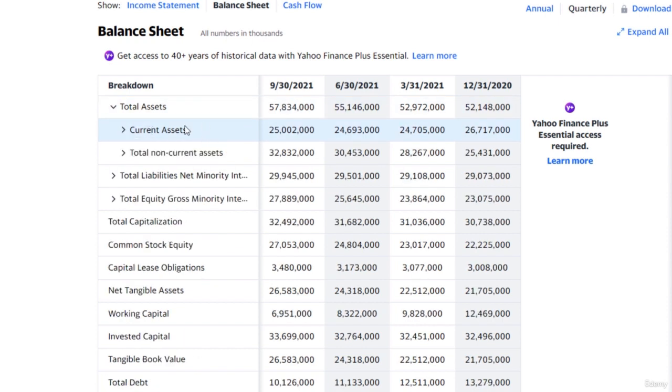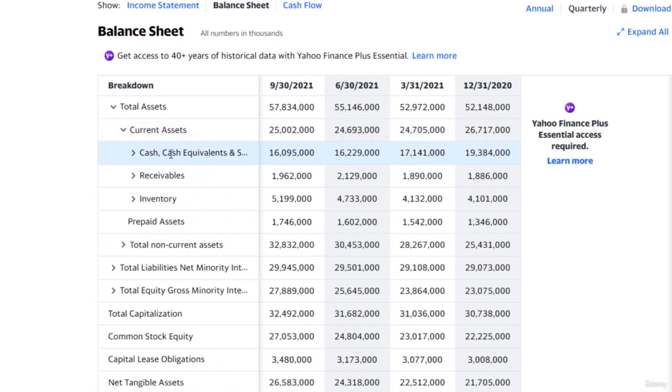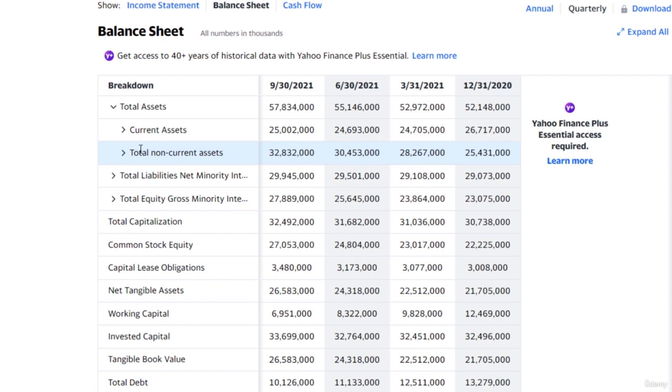Now, those are, again, things that you can turn into money basically within a year. Cash is already a year. You're expecting your receivables to come in within a year. Inventory you're expecting to sell and turn into cash in a year when somebody buys a car. Non-current would be things that, again, are big over a year. And you can see that's a pretty big number too. That's 32 billion of non-current assets.